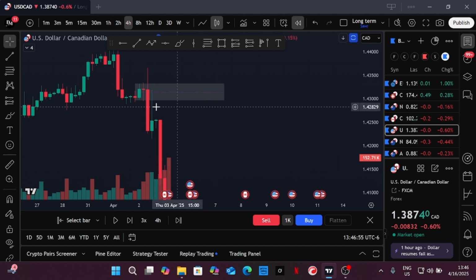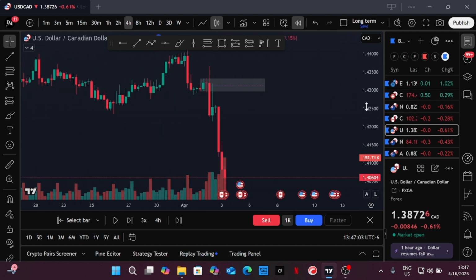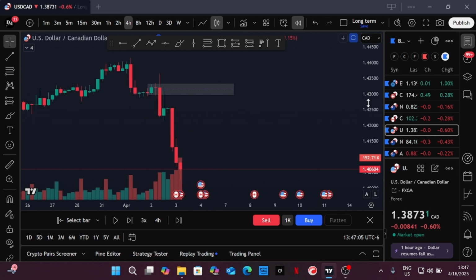Right there, it was quick. Price pulls back into the zone. We get the sells we're looking for. Everyone's offloading their sell orders. And then price pulls down like this.